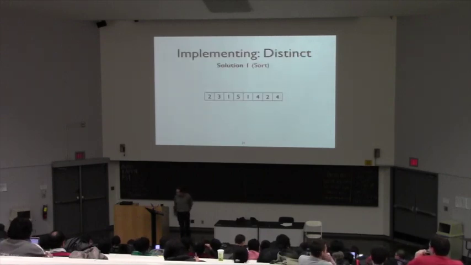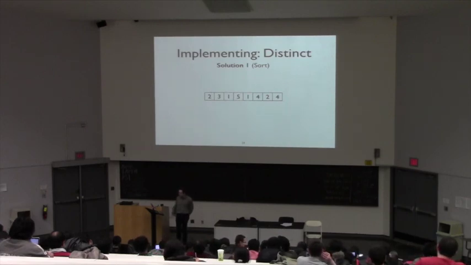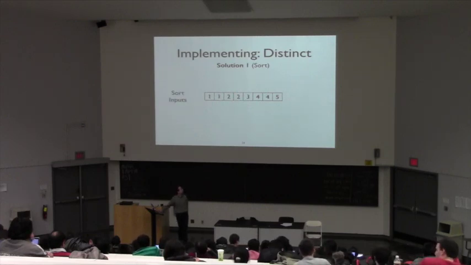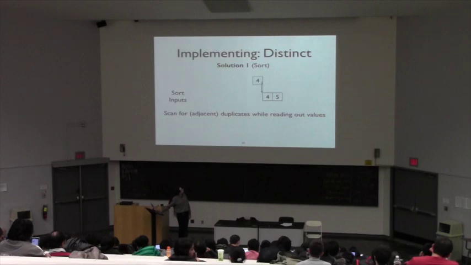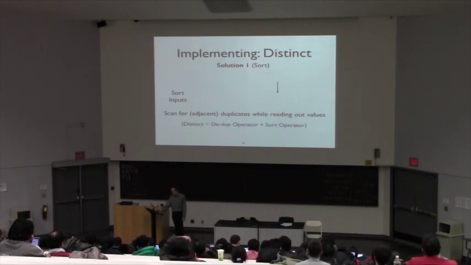All right. You can also use this approach to implement distinct, as before, sort all of the inputs, and now once they're sorted, you can just pull them out in order. Anytime you see two successive inputs that are the same, you drop all but the first. And because they're sorted, you're guaranteed that all of the identical values are adjacent.